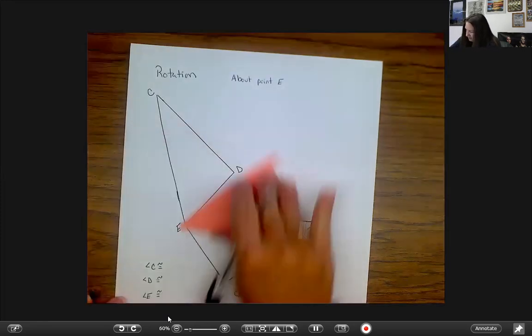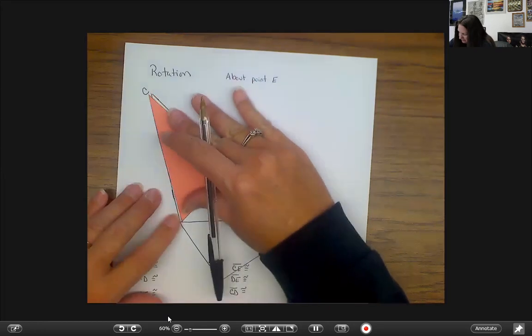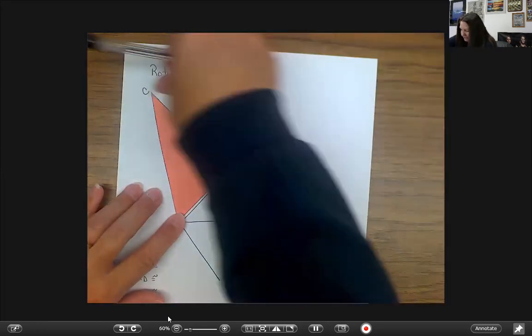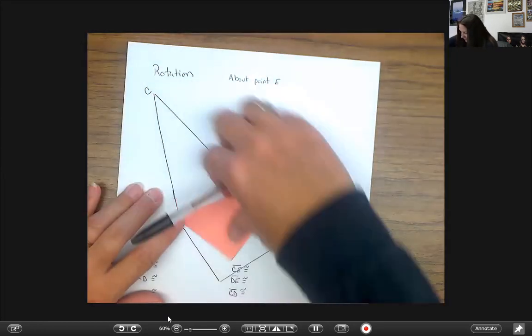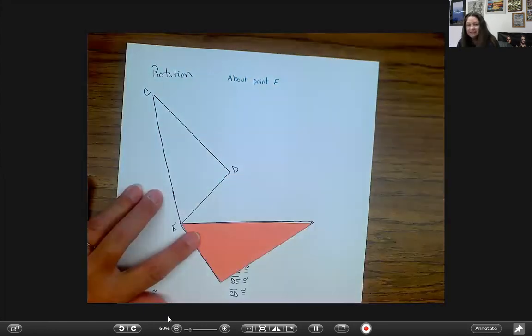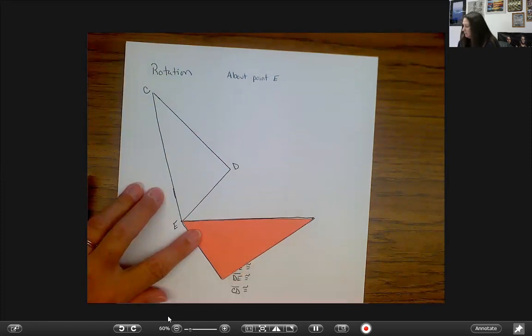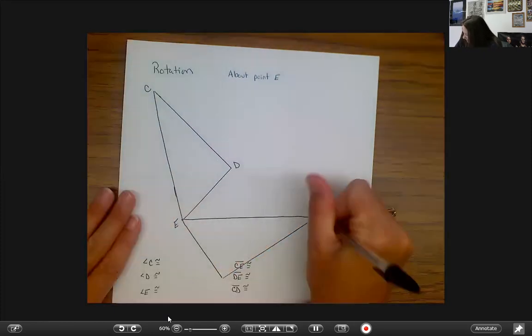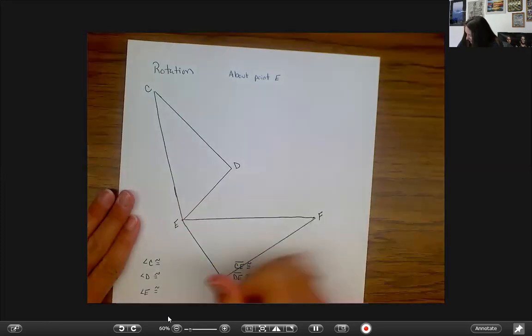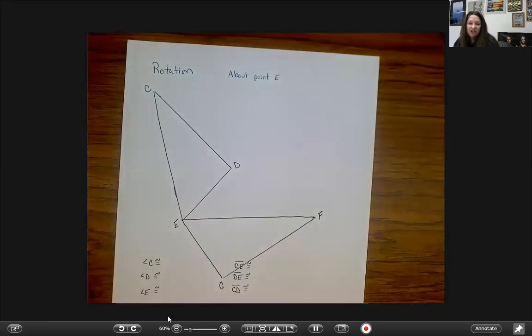Where one triangle could lie directly over the other. I could move that one and line it up right over that one. They line up perfectly. These would be congruent, or would be a rigid motion. I'd like you to label this as F and this as point G in your figure.